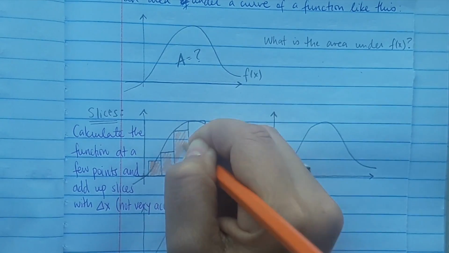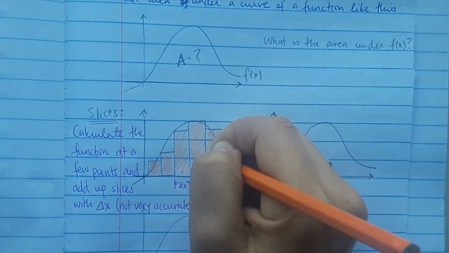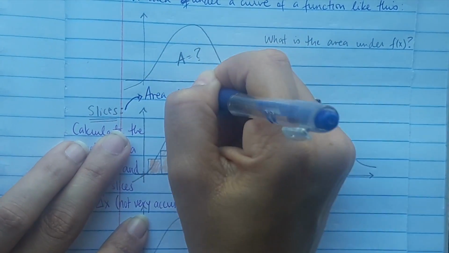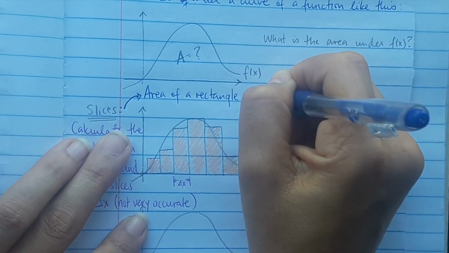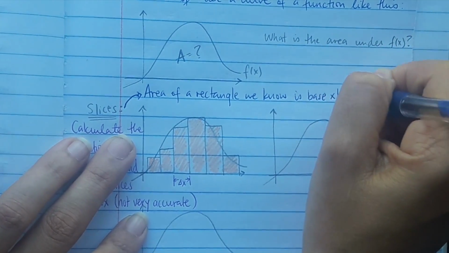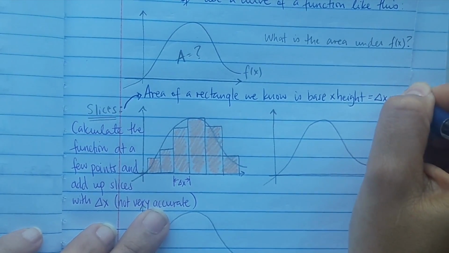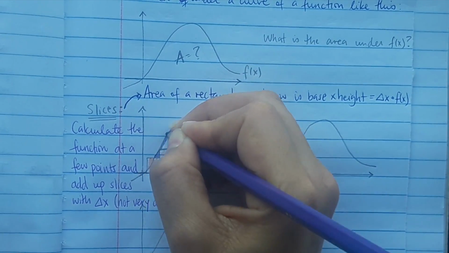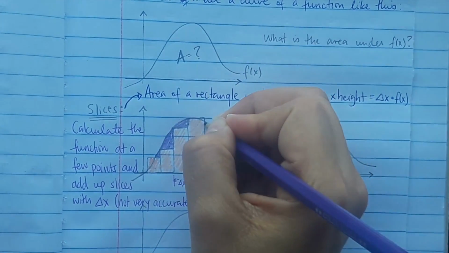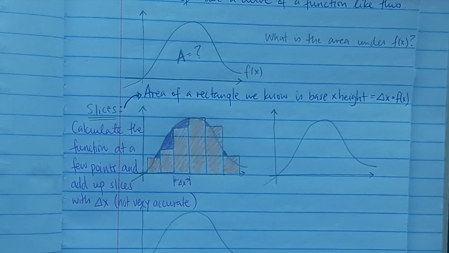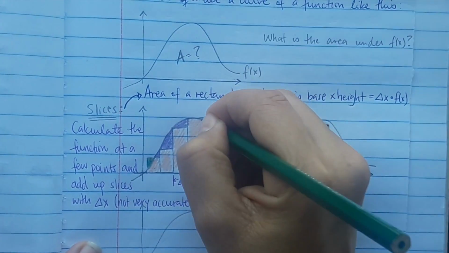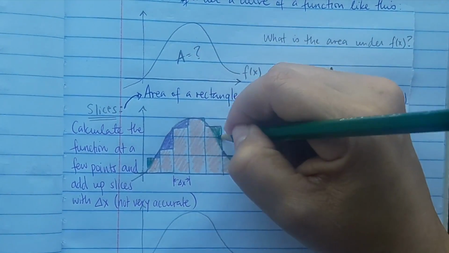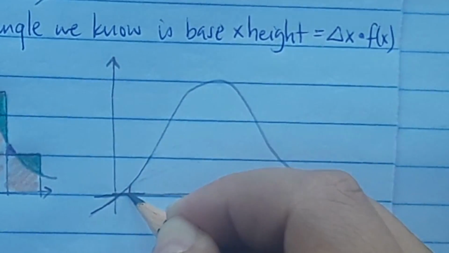So let me color in my rectangles orange. And again, remember the area of a rectangle we know is base times the height. In this case, that's the change in x, which is the base, times f of x, the y value of x. So I have all these little pieces that are not accounted in the area, all that in purple, okay? But then also I have these other pieces that are over the curve, which means there's an overestimation. So right now, this isn't very accurate because I have pluses and minuses, all these little pieces.